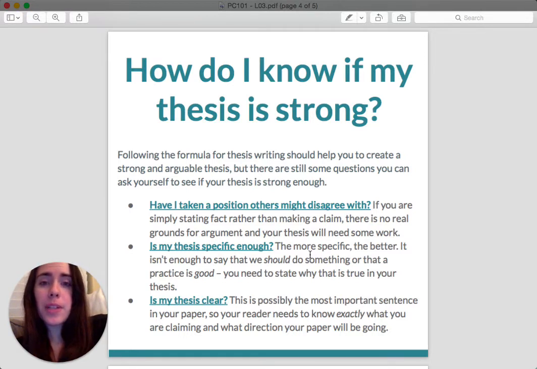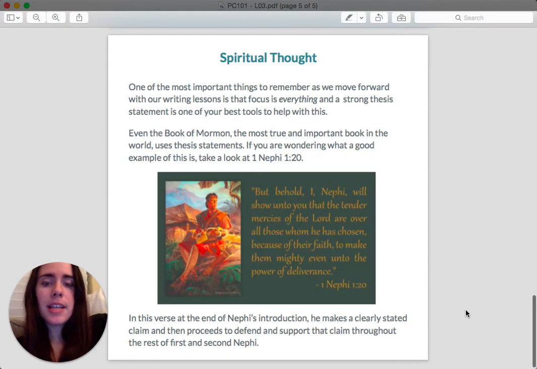Now, another really cool thing about thesis statements is that we see them everywhere. It's not just in formal writing of academic papers, they're in everything. And an example of this we actually see in the scriptures, and that's a spiritual thought I want to share with you for the week. One of the most important things to remember as we move forward with our writing lessons is that focus is everything, and a strong thesis statement is one of your best tools to help with this.